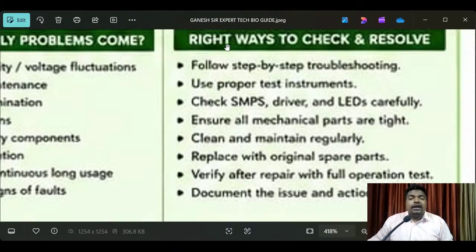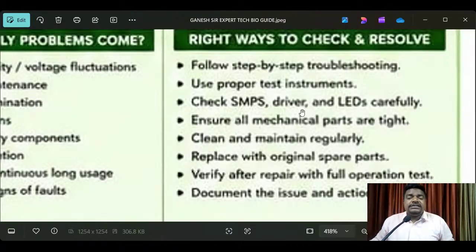So first of all, what we have to do as a biomedical engineer, step one, follow step by step troubleshooting. Next, use proper testing instruments. What? Multimeter, and toolkits, whatever you have for every biomedical engineer's purpose. Basic toolkits will be there. Without basic tools, you are not called a biomedical engineer. Repairing and servicing are the major responsibility. That's why you are appointed as a skilled biomedical engineer, and many things are expected from you all. That's why I'm saying, try to listen and catch my points.